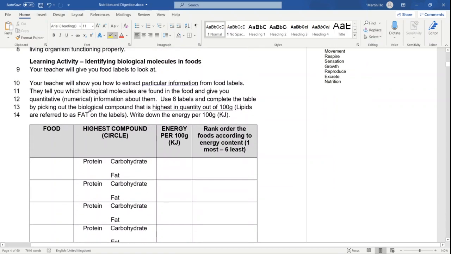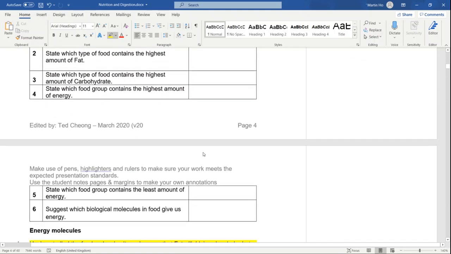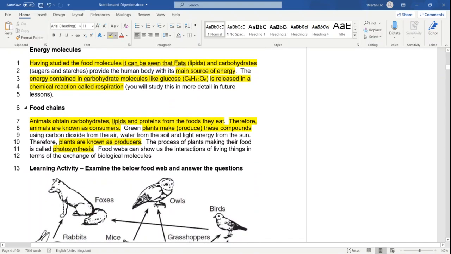We're going to skip this learning activity for now, and we'll come back to it later. We want to focus on energy. Having studied food molecules, it can be seen that fats and lipids, as well as carbohydrates, or sugars and starches, provide the body with its main source of energy. The energy contained in carbohydrate molecules, like glucose, is released in a chemical reaction called respiration.